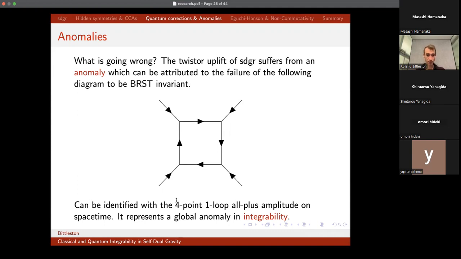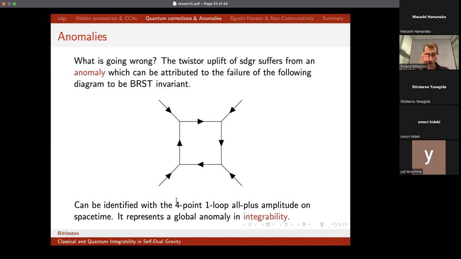On space-time, this isn't an anomaly at all. There's nothing wrong with self-dual Einstein gravity as a perturbative quantum field theory on space-time. It's non-anomalous. What this corresponds to on space-time is the one loop plus amplitude. And what this is telling us is that although self-dual gravity exists as a perturbative quantum field theory on space-time, it's not a quantum integrable theory on space-time. So we should think of this gauge anomaly on twistor space as being a global anomaly in integrability on space-time.